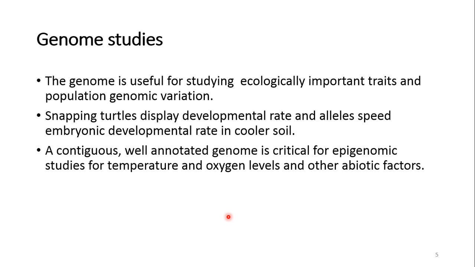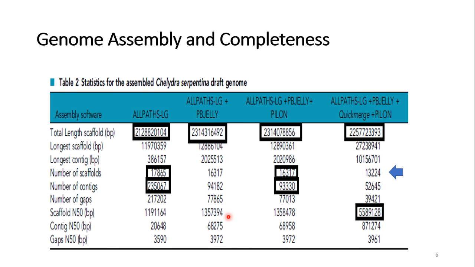In genomic studies of these reptiles, the genome is very useful for studying ecologically important traits and population genomic variations. Snapping turtles display different developmental rates and alleles affecting embryonic development rate in cool soil, and a contiguous, well annotated genome is critical for epigenomic studies of temperature, oxygen level, and other abiotic factors. So the result of this study is genomic assembly and completeness.